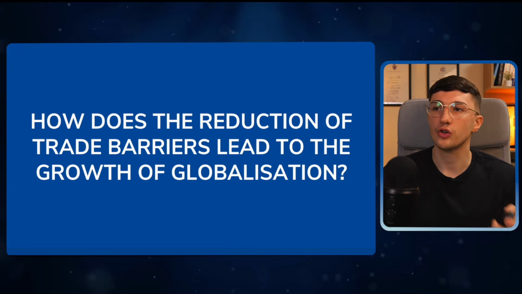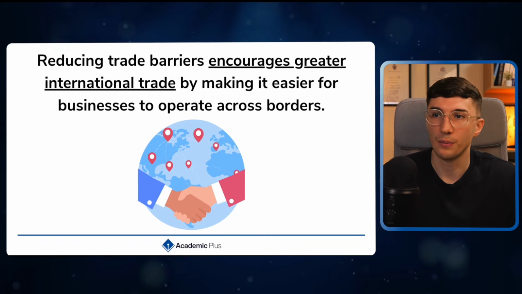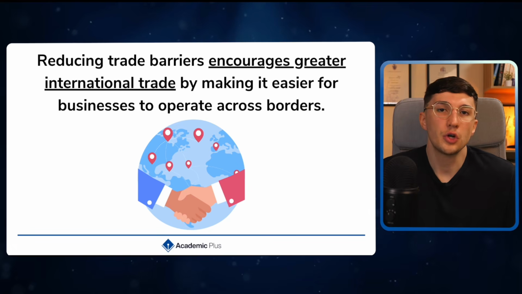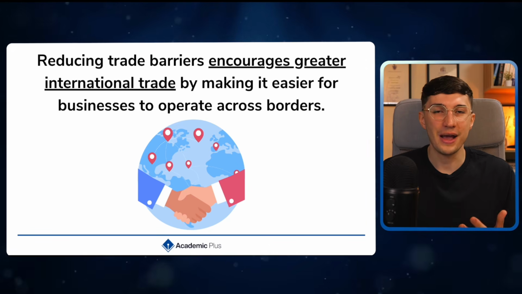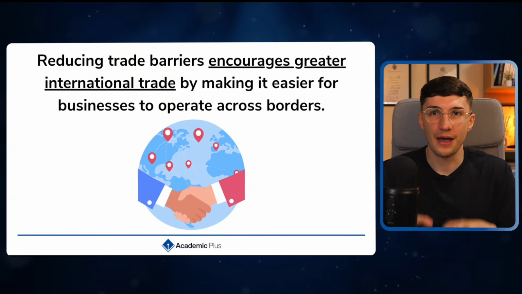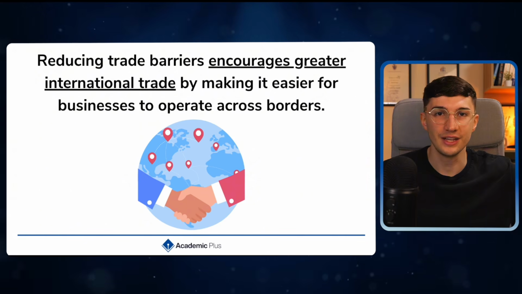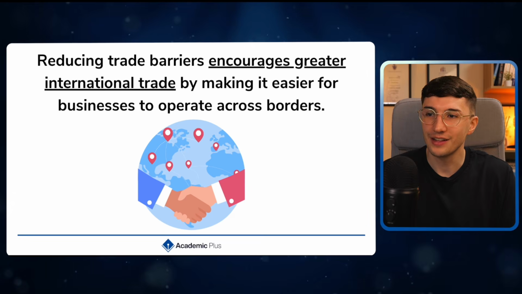Now, how does the reduction of trade barriers lead to the growth of globalization? Well, it just encourages more international trade, because if there's no barriers to trade, then it makes it easier for businesses to start sending their products or exporting their products overseas. So the countries now become more connected with one another.